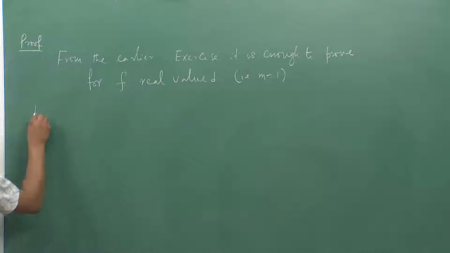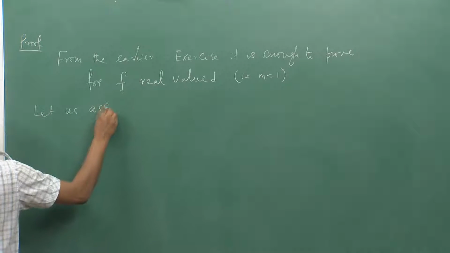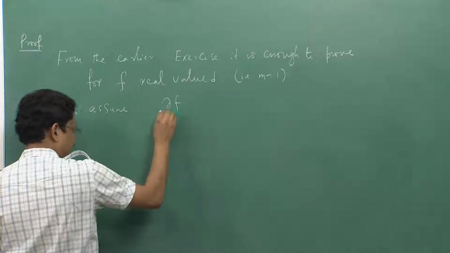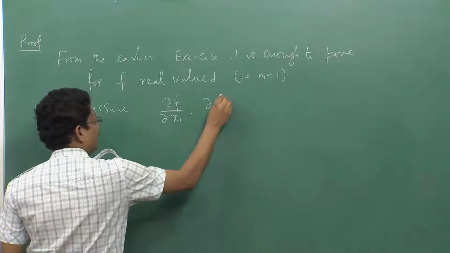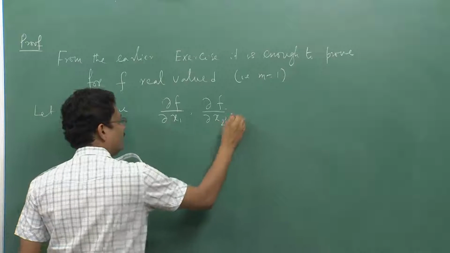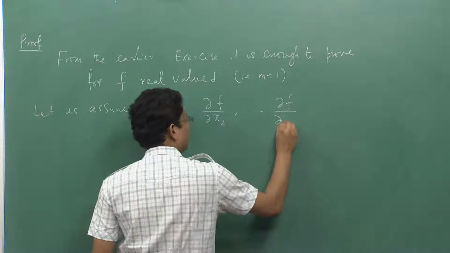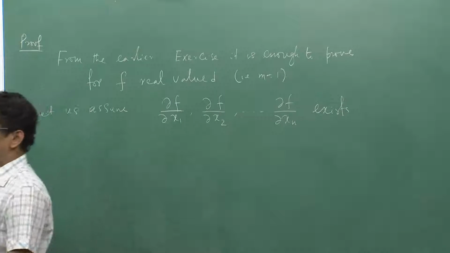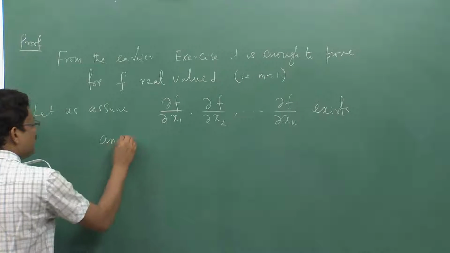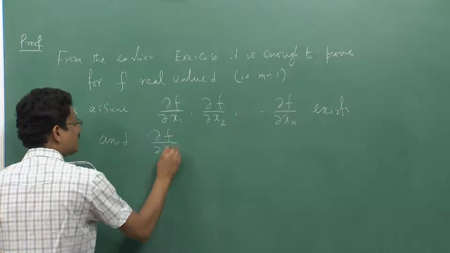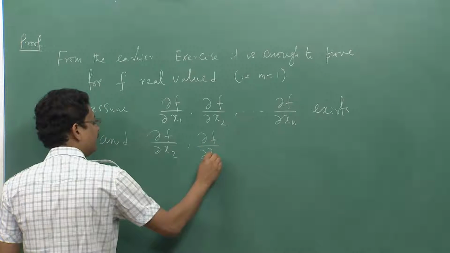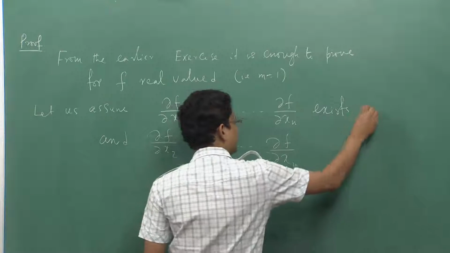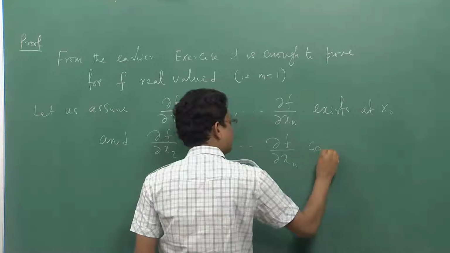So, let us assume f is real valued, so I have only the gradient to consider. It exists and any n minus 1 of the partial derivatives are continuous. So, I assume del f/del x2, del f/del x3, ..., del f/del xn exist at x naught and are continuous at x naught.